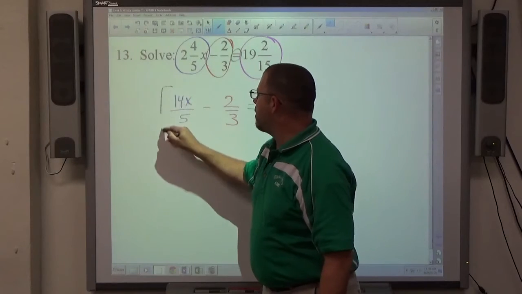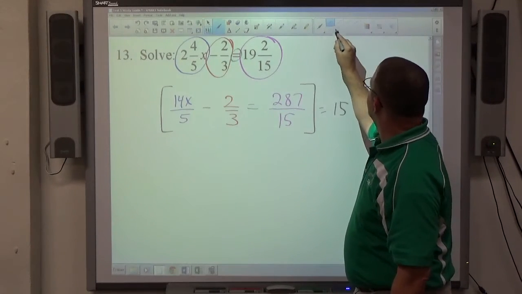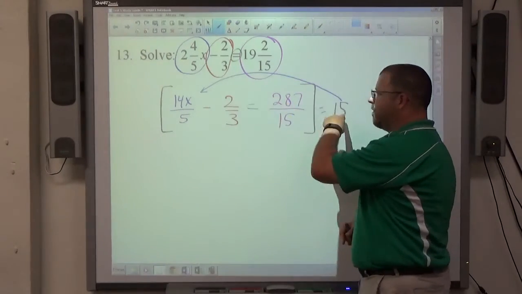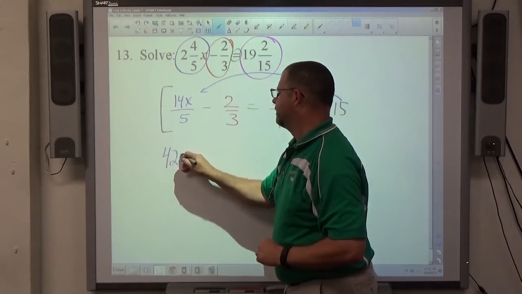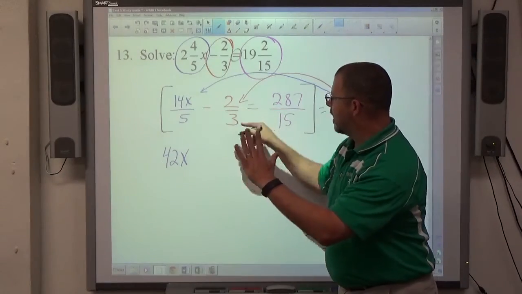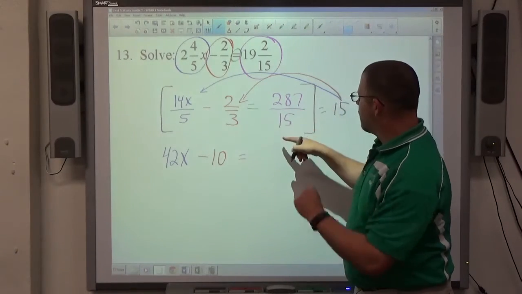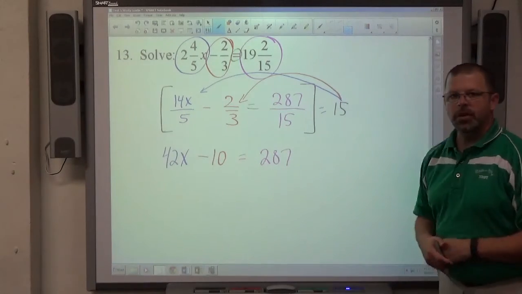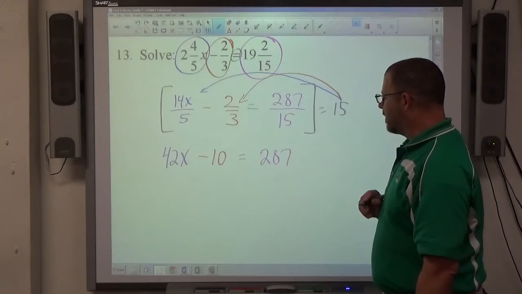And then the least common denominator of everything in the problem is 15. When I multiply by a common denominator, divide first, then multiply. 15 divided by 5 is 3. 3 times 14x is 42x. 15 divided by 3 is 5 times negative 2 is negative 10. 15 divided by 15 is 1 times 287 is 287. So you get what you get. All the fractions disappear. And at this point, 42x minus 10 equals 287.